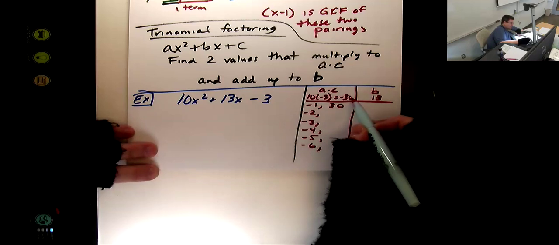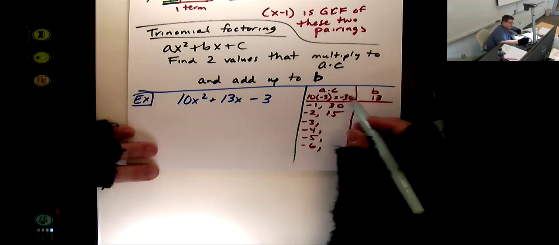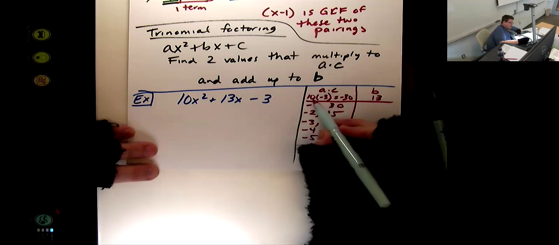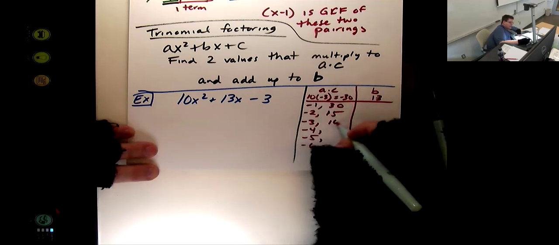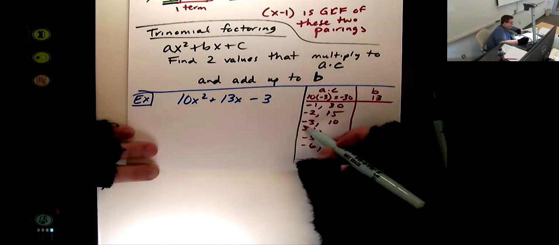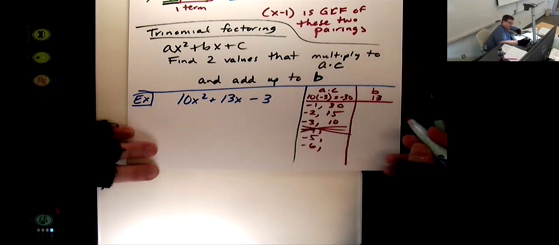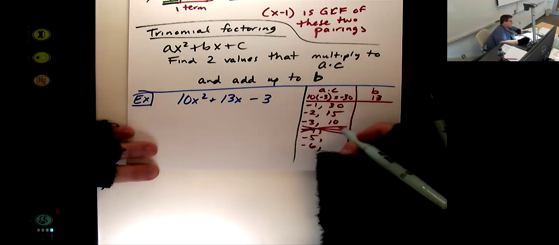-2 goes into 30 15 times. 3 goes into 30. In fact, we've got -3 and 10 right there. That's those two. -4 doesn't go evenly into -30. I'm going to cross that one out. -4 doesn't go in. -5 goes in. 5 times 6 is 30.